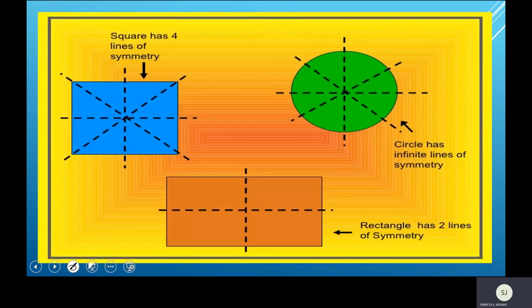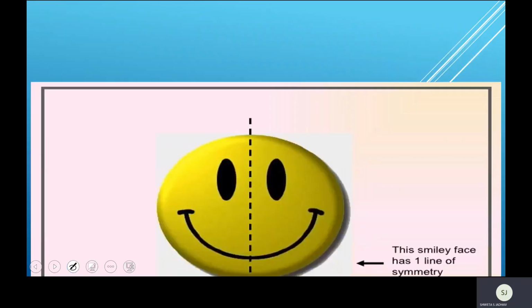A square has 4 lines of symmetry, a rectangle has 2 lines of symmetry, and a circle has infinite lines of symmetry. As I told you, when you overlap the figure after putting the line, it should match exactly. There we can say they have lines of symmetry or axes of symmetry.